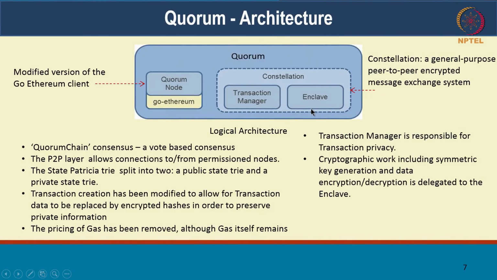All of the cryptographic work is separated out into an enclave. So this enclave, for instance, can be run inside an Intel SGX box. That ensures that the key remains private, and encryption and decryption all happen within this secure enclave.